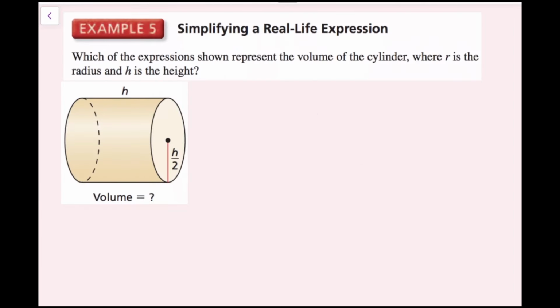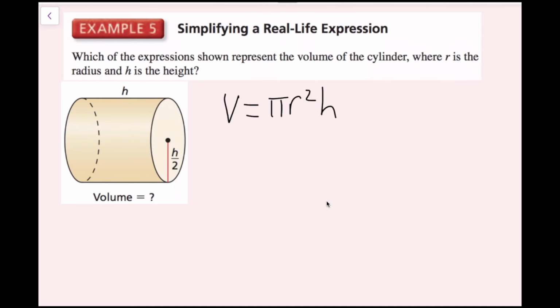For example 5, it says, which of the expressions shown represent the volume of the cylinder where r is the radius and h is the height? Well, I didn't include any of the options that were shown in the textbook, but we're just going to figure out the volume of this cylinder, okay? If you remember, the volume of a cylinder's formula is V equals pi r squared times the height, okay?